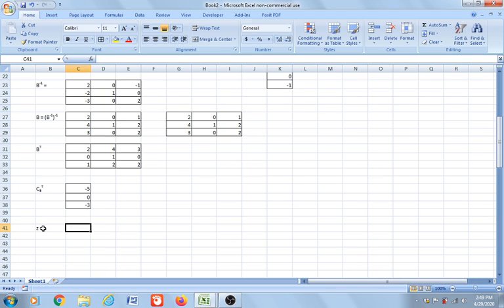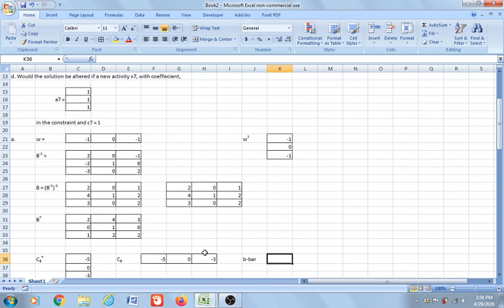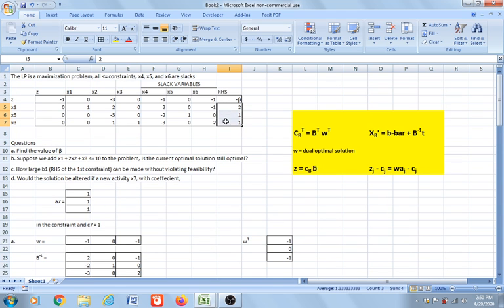Z is CB. This is CB transpose. So CB is minus 5, 0, and minus 2. That's your CB. And the B bar is the right hand side value. And this is your B bar.